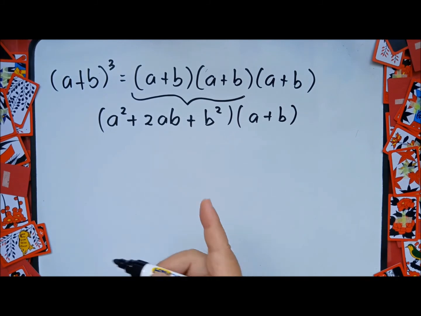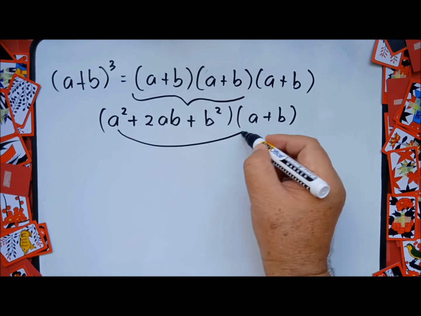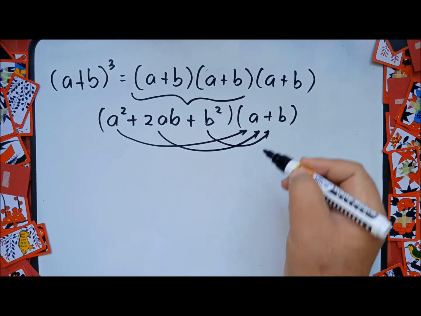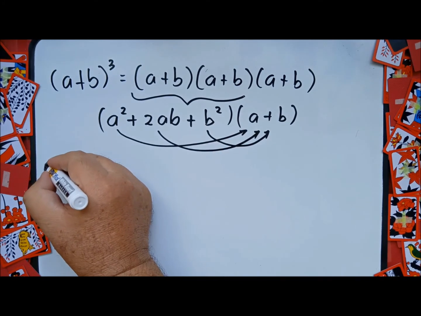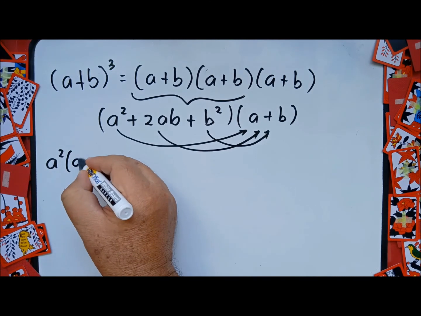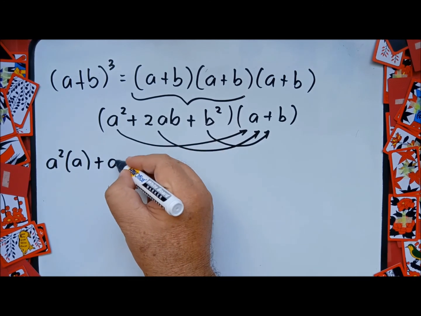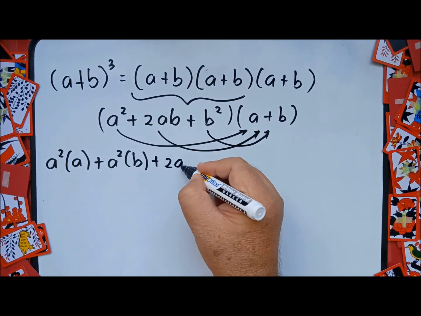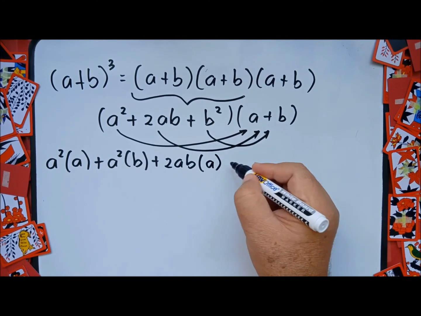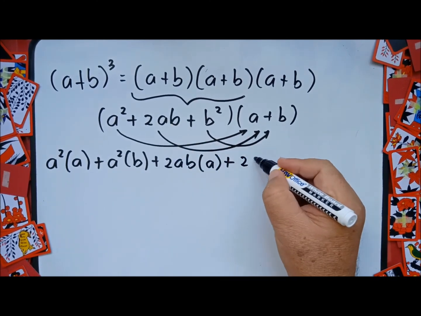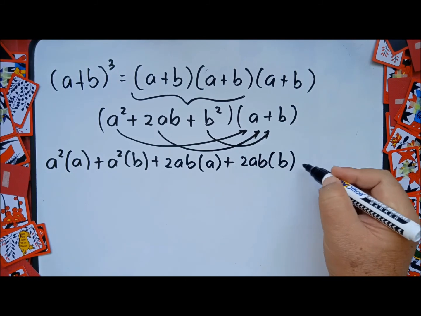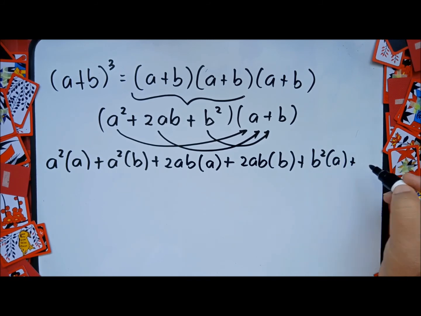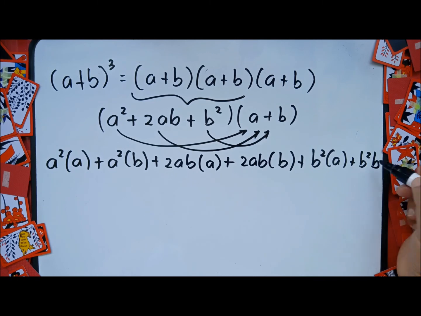Now next, what have we studied before? You have to multiply the first term to the whole set, the second term to the whole set, and the third term to the whole set. So this will become what? A squared times A plus A squared times B plus 2AB times A plus 2AB times B plus B squared times A plus B squared times B.